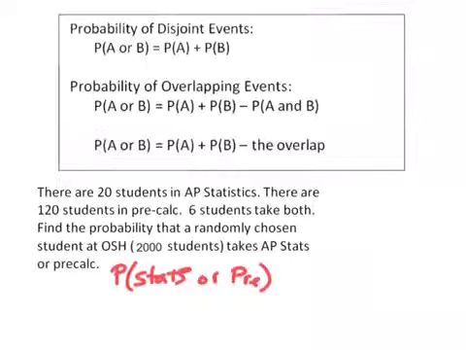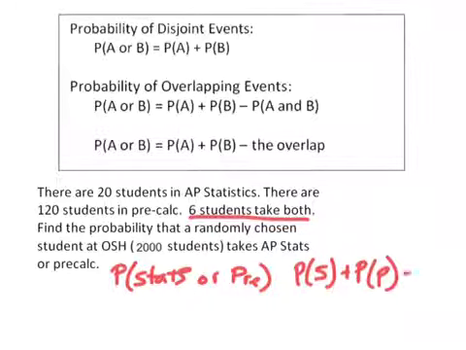So the probability of a student taking stats or Pre-Calc, we know we have to find the probability of a student taking stats and add it to the probability of a student taking Pre-Calc, but then what we have to remember is that this is an overlap situation. These events are not mutually exclusive because we have 6 students who take both. What that means is we're going to find the probability of statistics plus the probability of Pre-Calc, and then we're going to subtract the overlap.